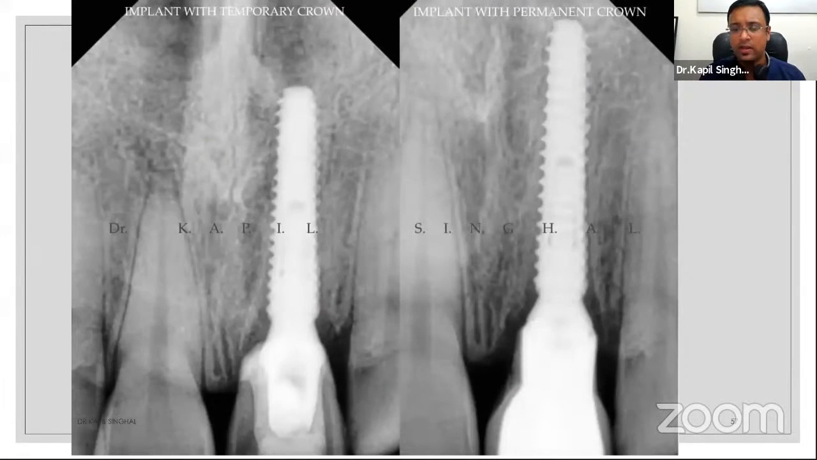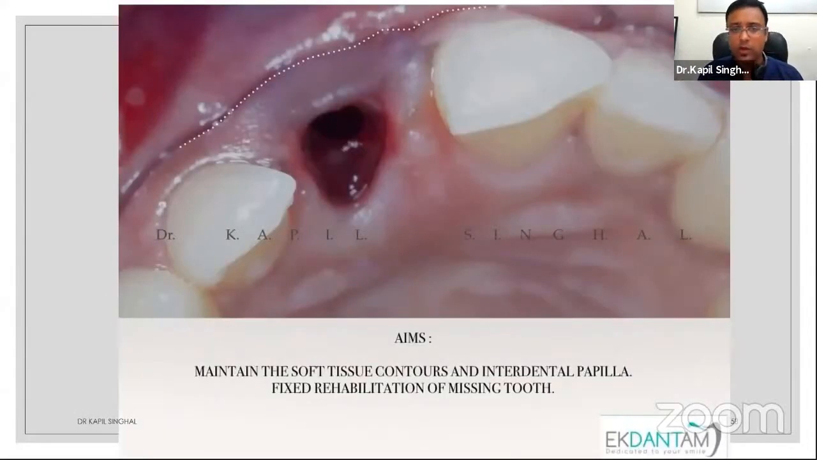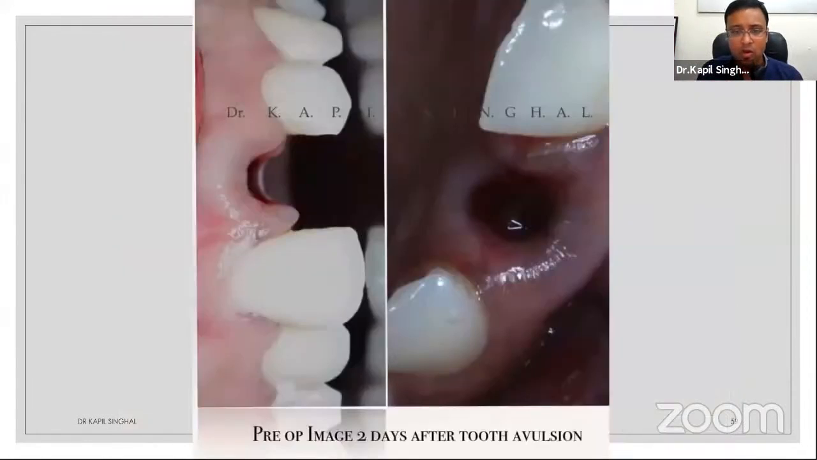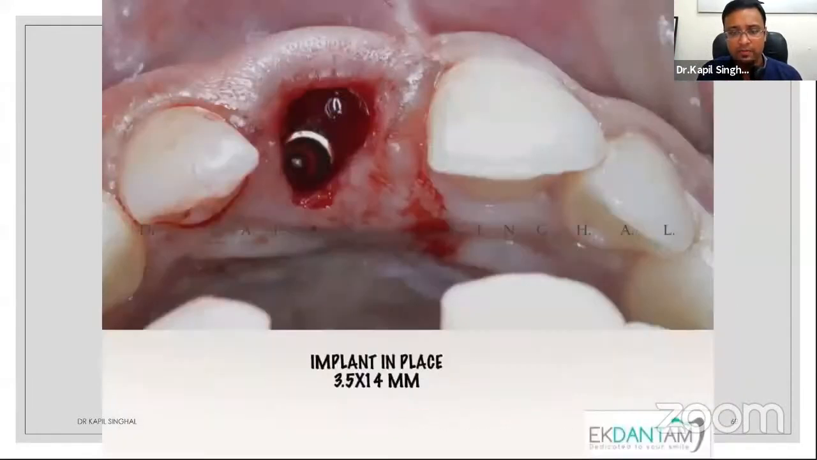Around 24-year girl, epileptic patient, she came to me with an avulsed tooth, and that tooth had avulsed 4 or 5 days before, and she was carrying that tooth, but she came to me after 5 or 6 days after the tooth avulsion. So the socket was looking like this when she came to me. So this was the socket, and we placed the implant of 3.5 by 14 in her.